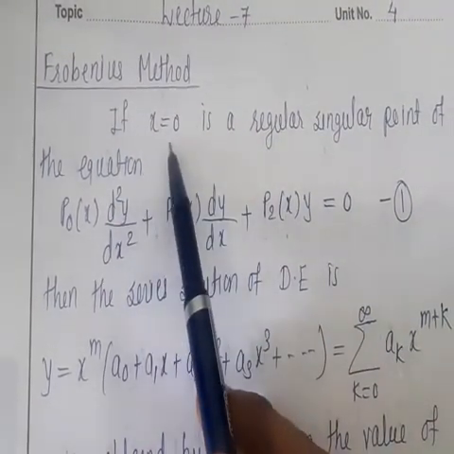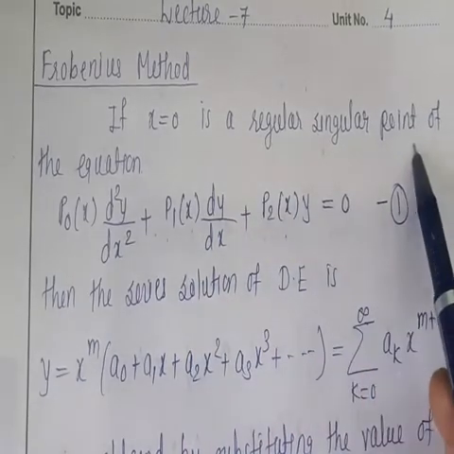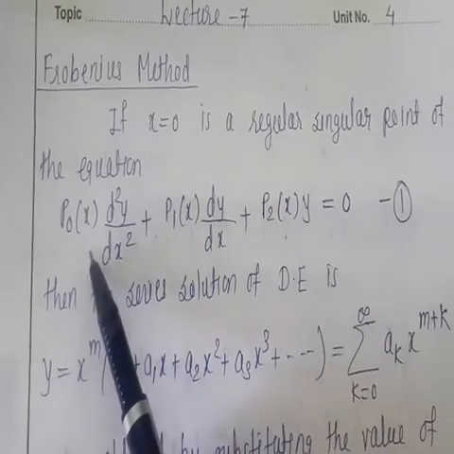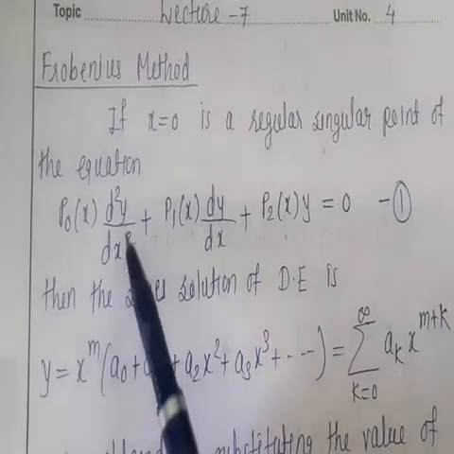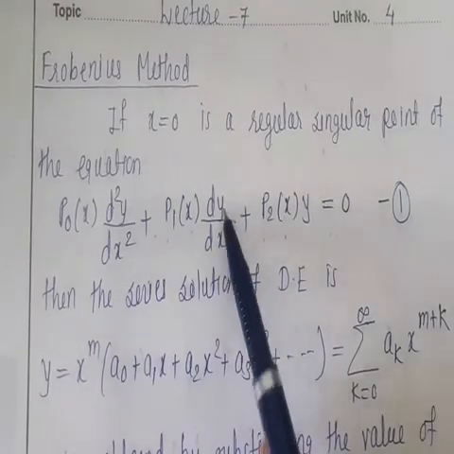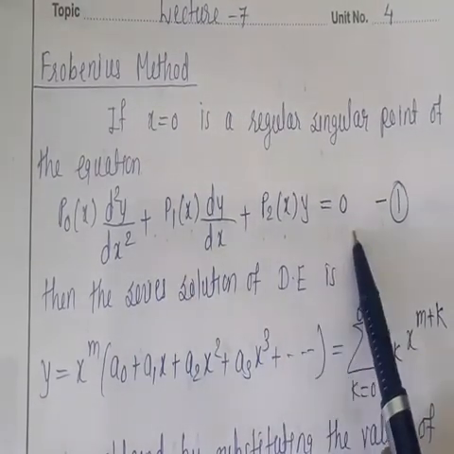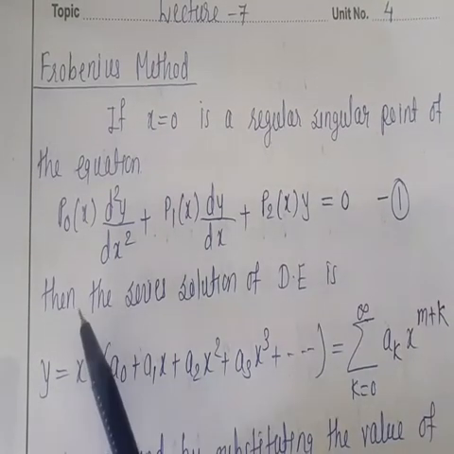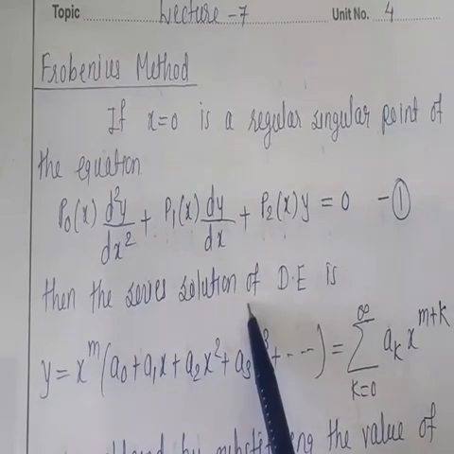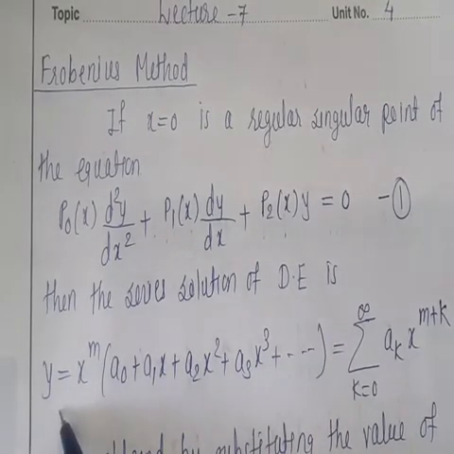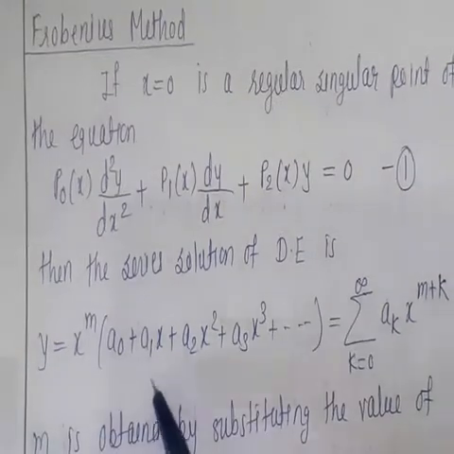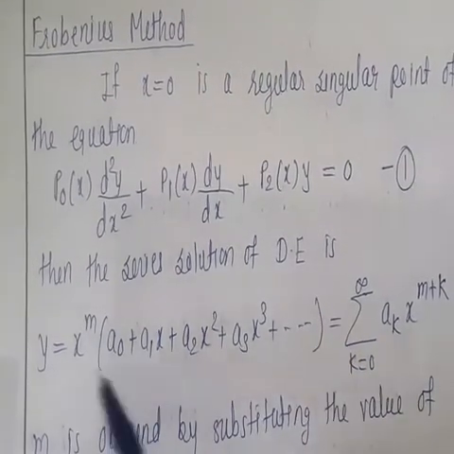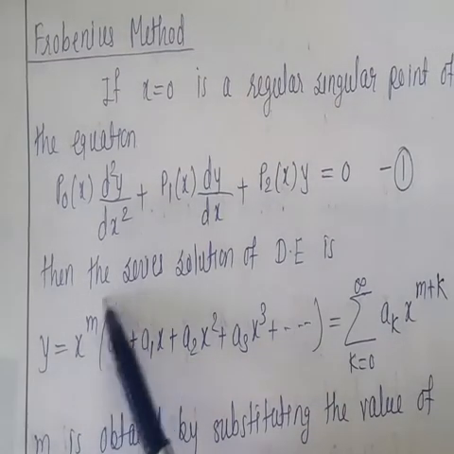If x is equal to 0 is a regular singular point of the differential equation p0 of x d2y by dx square plus p1 of x dy by dx plus p2 of x into y is equal to 0, then it has a Frobenius series solution, and that series solution representation is y is equal to x to the power m into (a0 plus a1x plus a2x square plus a3x cube and so on). So here the extra term is this x to the power m.